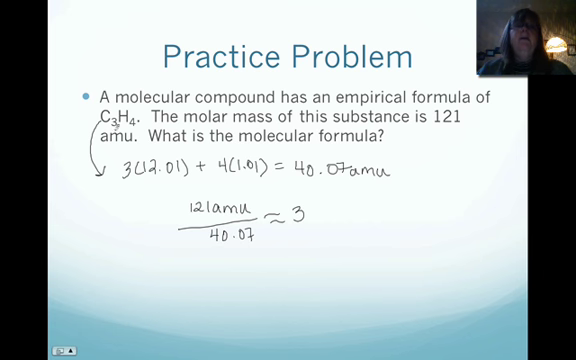So the empirical formula is C3H4. The molecular formula is 3 times that. All right, so the molecular formula is C9H12.